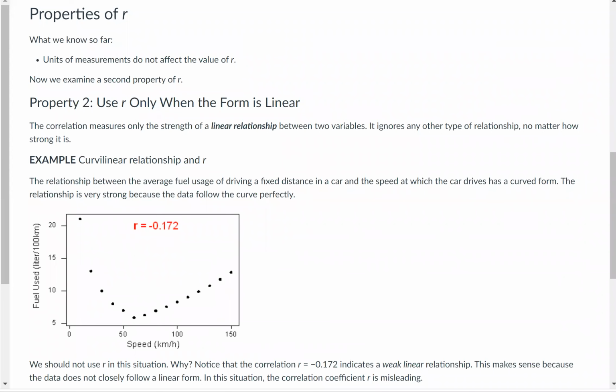Now we'll talk a little bit more about properties of R, the correlation coefficient. What we know so far is, first, units of measurement do not affect the value of R. So you change from feet to meters or something like that, and it's not going to affect it. Now we examine a second property of R.